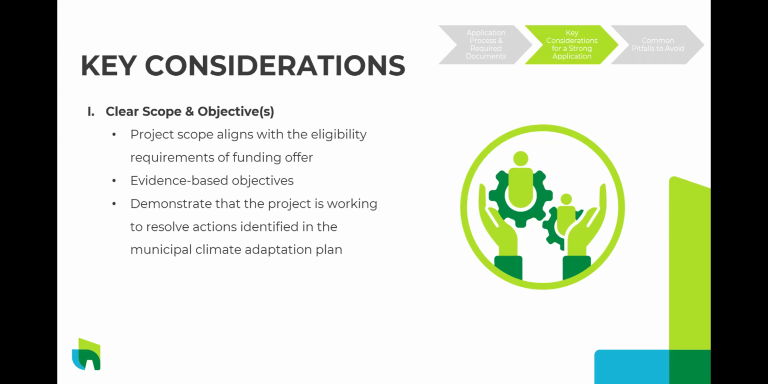scope and clear objectives. This is one of the initial and primary criteria that we review when an application is submitted. Does it have a clear scope or focus? What is the project looking to do exactly? For implementation projects, which is the focus of our presentation today, we want to see that the project demonstrates a high level of alignment with specific climate risks that are identified in a target area. So objectives must directly target the most pressing risks or show that the project is working to resolve actions that are identified in your municipal climate adaptation plan.